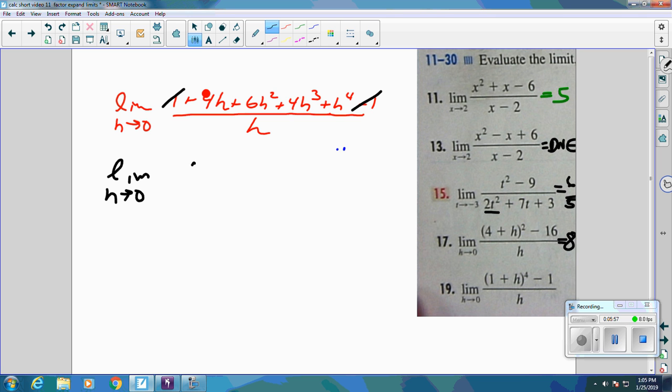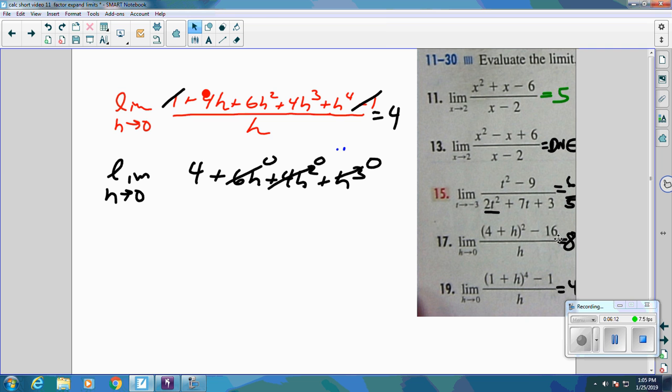I'm going to skip a step. I am factoring an h and canceling the h as I go here. So I get this, and then all the h's go to 0, and the result of this limit is 4. Again, keep practicing. Limits are practice. Remember, direct substitution, then factor or expand, and then conjugates, which will be another video.